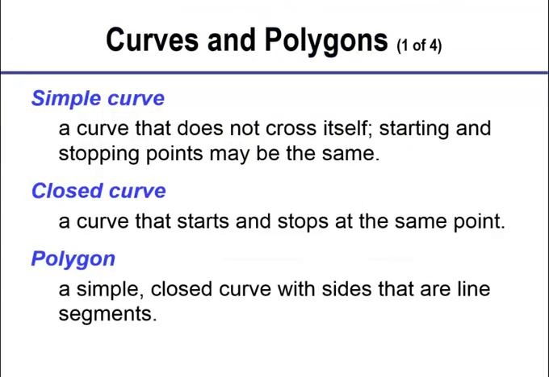A simple curve. So notice we're going to pay real close attention to the characteristics here. A simple curve does not cross itself. Starting and stopping points may be the same. So when it says it doesn't cross itself, it can, at the very end, start and stop in the same place. And by the way, what does that mean? Well, it's a closed curve. If it starts and stops at the same point, that's considered a closed curve. A polygon, notice, is a simple closed curve, so it has to be both of these things, and the sides are line segments, so it has straight edges.